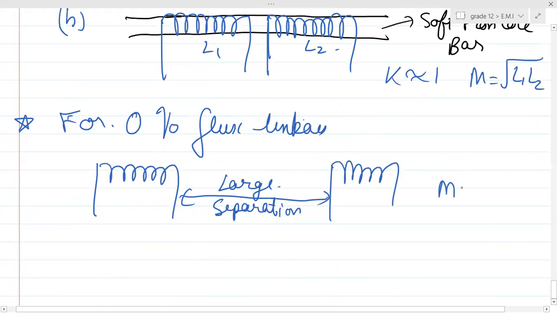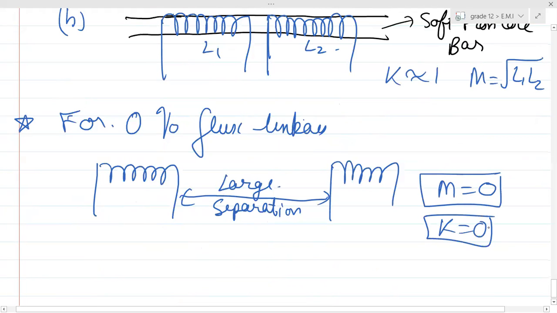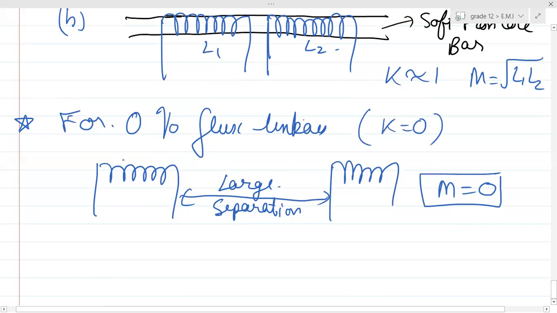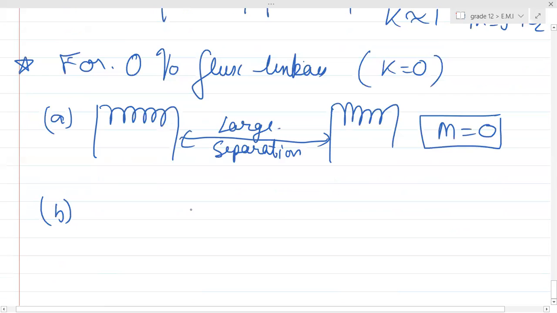So here we can assume M is 0 and K is equal to 0. Okay, this is one of the cases. Or, sir, I don't want to do this. I want to place them nearby only. But can you see over here?